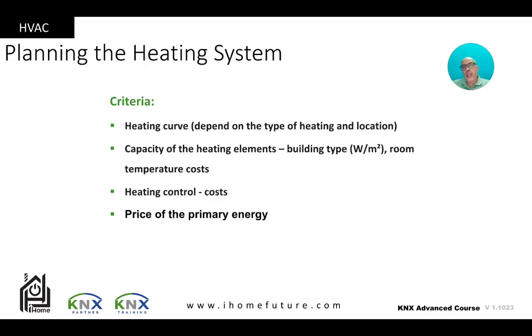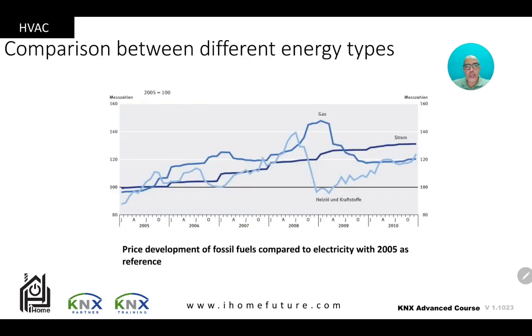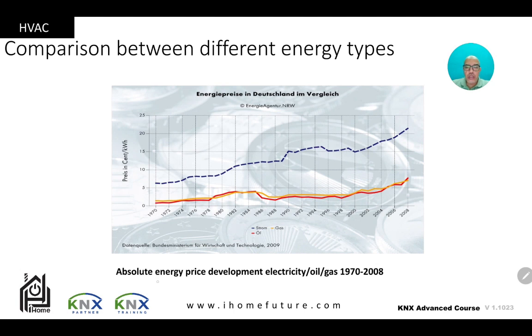Okay, how to plan the heating system? You have to consider all of these things: heating curve, capacity of the heating elements, heating control, and the cost price of the primary energy you are using to heat. Some comparisons here, comparisons of oil compared to electricity. Then another one for the energy prices per year. You can see that it's increasing, of course.